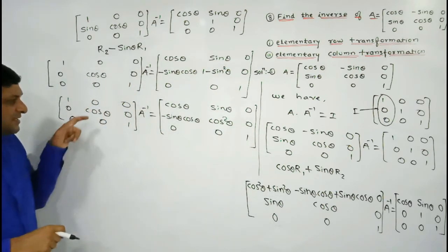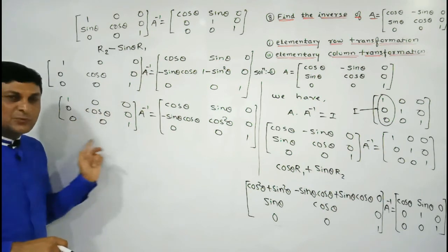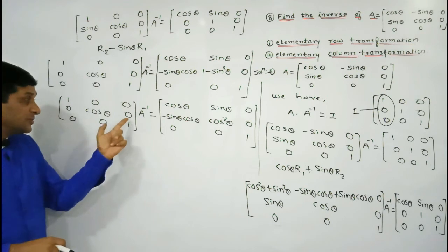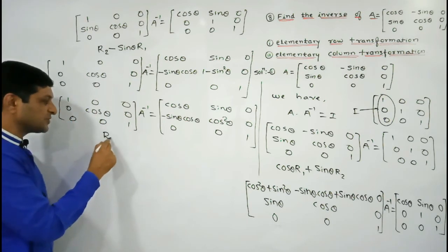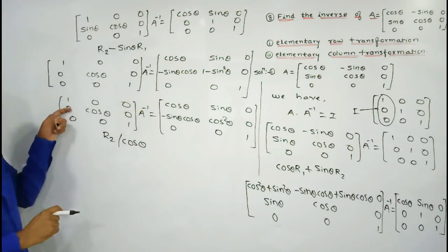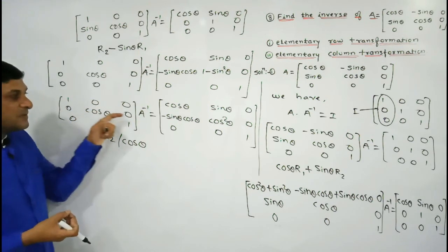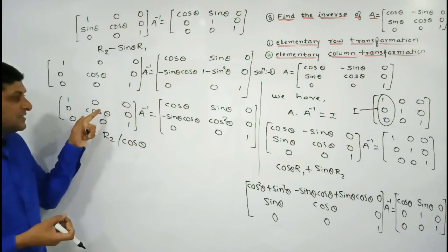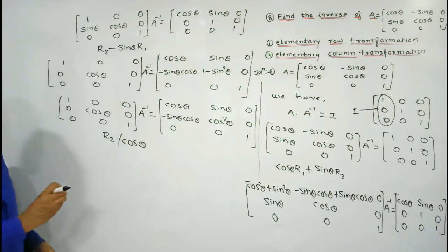0, 0, 1 also as it is. Now lastly, if we are able to convert this element into 1, this matrix will become the identity matrix. So this is the element of what? Second row. So we are dividing the second row by what? Cos theta. Let us see what we'll get. 0 divided by cos is 0, cos upon cos is 1, and 0 upon cos is 0, meaning this element will become 1 if we divide the elements of R2 by cos theta.